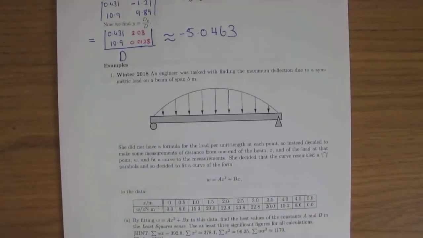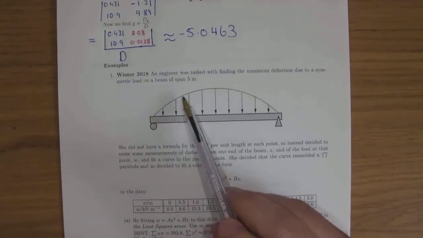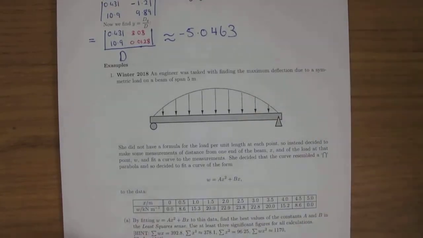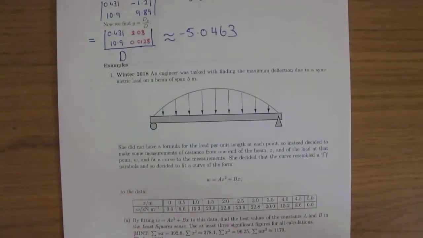So what she's doing is she's going to get a formula for the load per unit length, and then she can do what we're going to do in chapter 2, which is do some maths to solve the differential equation to tell herself what's the bending moment at every point, what's the deflection at every point. In particular, she's interested in the maximum deflection. So she'll find where the derivative of the deflection is equal to 0.